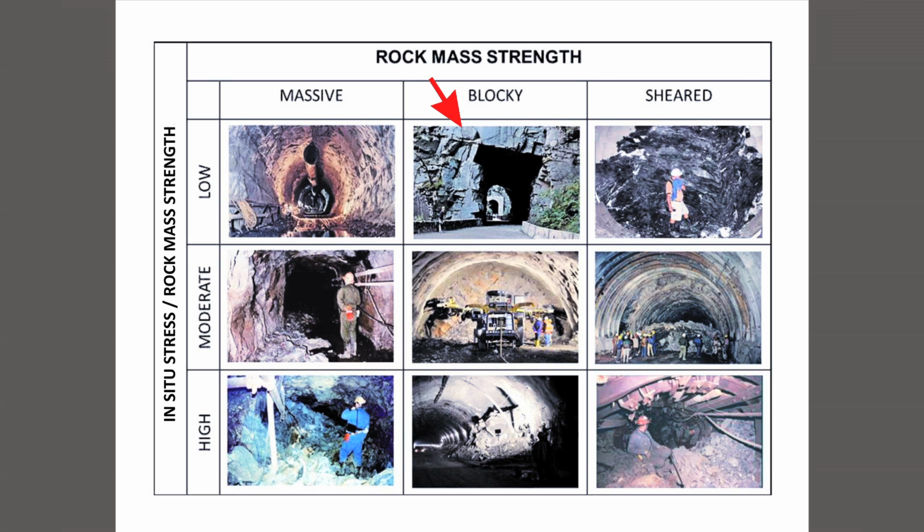In the middle, the top center block in the matrix, very close to surface, is controlled by the structural features. So the blocks literally drop out or slide out because there's not sufficient confinement to keep them in place. So that's a special case.